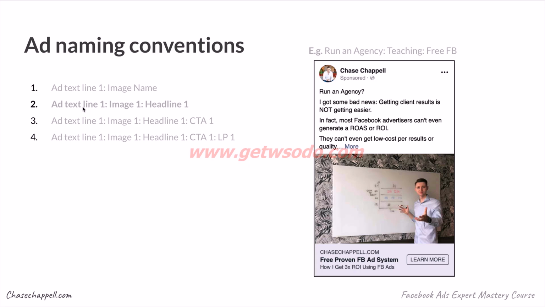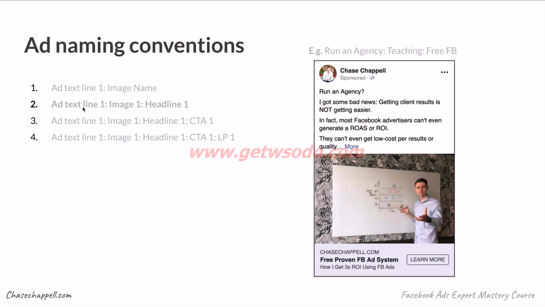So since I'm using ad text line 1, image 1, headline 1, I would name it run an agency. Then for the image, I would just put teaching, as that is what I'm doing. Then I put free FB for the headline, as in my headline I'm stating I'm giving out a free proven Facebook ad system. Now you don't have to complicate the naming process, just keep it short, and for the images you don't need any fancy words to name it. Just put the first word down that comes to mind of what the image is.